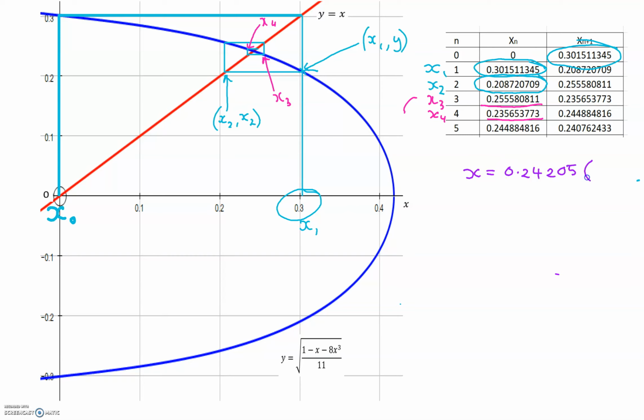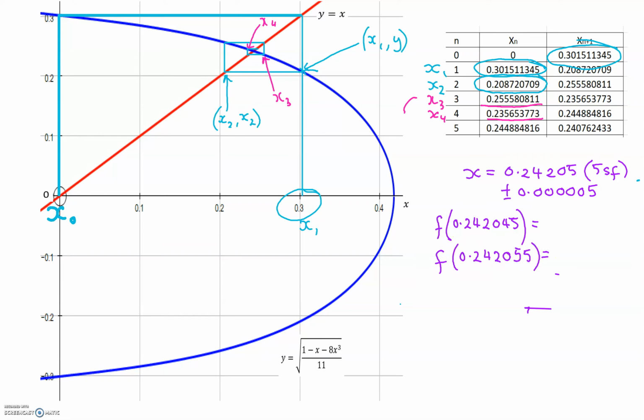On the previous page, when we had the whole spreadsheet, we said that the root was 0.24205, to 5 significant figures, and we're just going to verify that. Our error bound is plus or minus 0.000005, and so we are going to find the values of f of 0.242045 and f of 0.242055, and we're going to substitute those into our original equation.